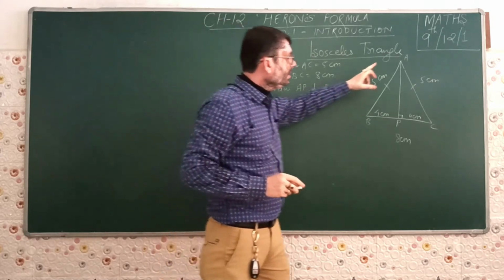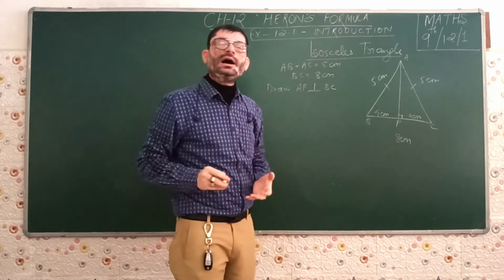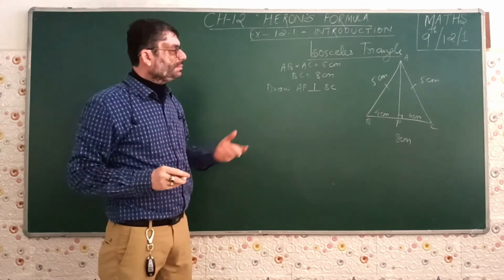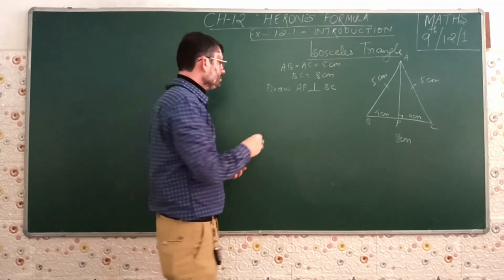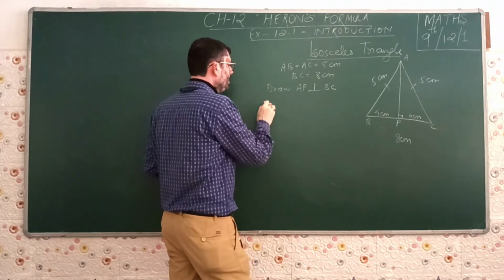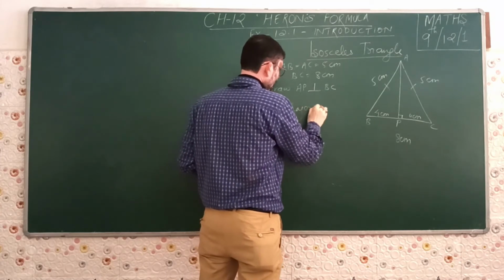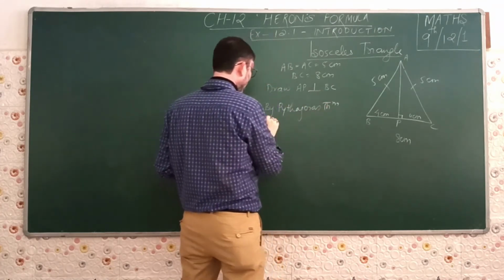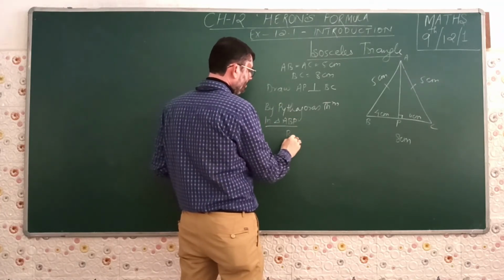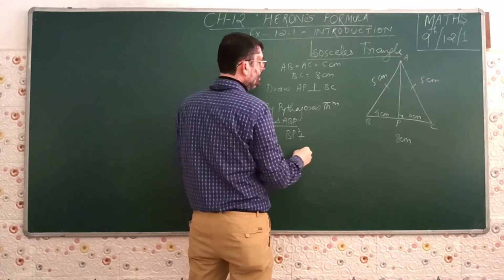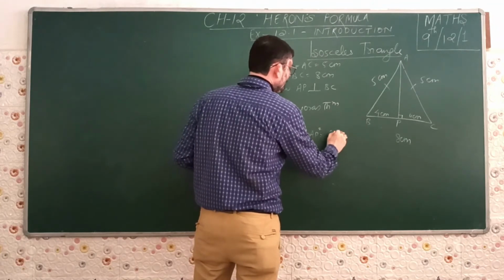Right angle triangle ABP, where two sides are known and the third is unknown, and the third is the height that we are looking for. So that means we will have to find out the third side using Pythagoras theorem. So let us move on with Pythagoras theorem. By Pythagoras theorem applied on triangle ABP, we can write base square, that is BP square, plus height square, that is AP square, is equal to hypotenuse square, that is AB square.